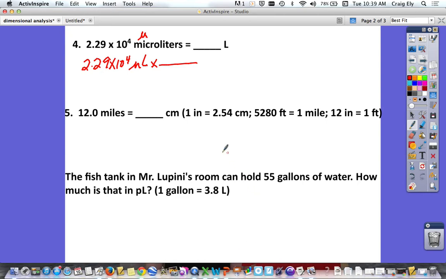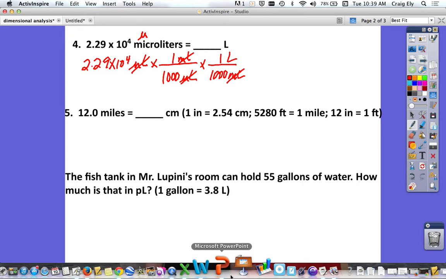So remember, when we go up the steps, we're going to have our tens, hundreds, or thousands on the bottom rather than on the top, like what we just saw. All right, so we have microliters. Remember, there's 1,000 microliters in 1 milliliter, and we're going to keep going up the steps. There are 1,000 milliliters in 1 liter. Remember, we set this up so we can cancel out our units, so we're left with liters.